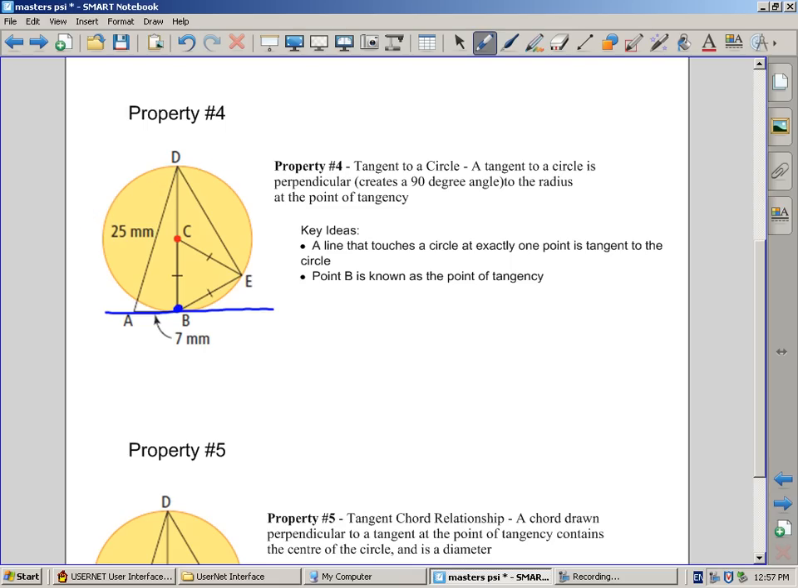So I'll erase that. A line of tangency is when it touches only at 1 point. A tangent to a circle is perpendicular, which means it creates a 90-degree angle to the radius at the point of tangency. The key word there is the radius. So if we have a line coming from center, which has to be a radius, and it touches the line of tangency, this creates a 90-degree angle. The key idea here is that a line that touches a circle at exactly 1 point is the tangent to a circle, and point B is known as the point of tangency, as explained earlier.